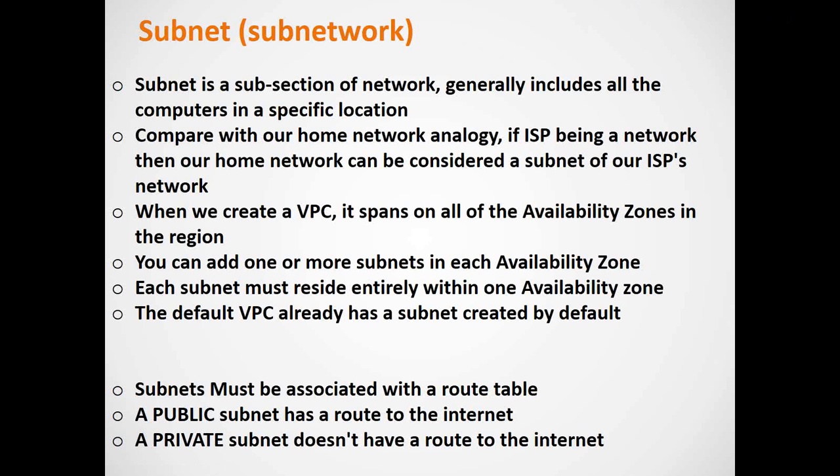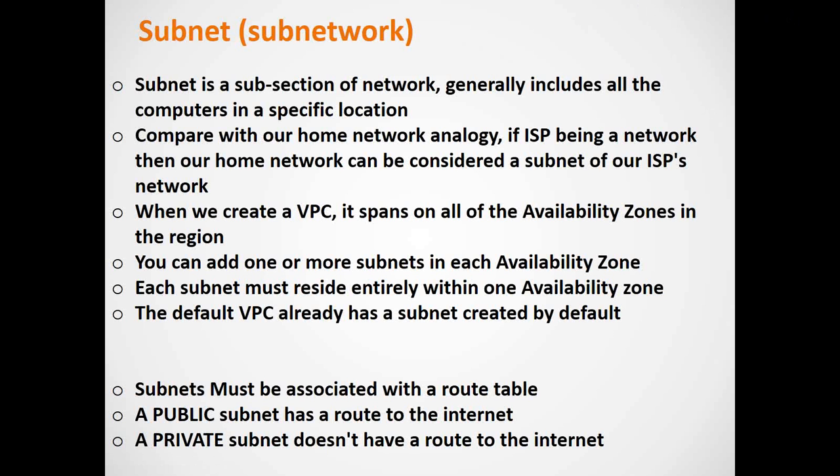Okay, so a subnet is nothing but a part of your network where you can group certain things together. Once again, when we create a VPC, it spans all the availability zones in the region. So a VPC is not only for a particular availability zone. It will be across all the availability zones that we have in AWS, so that you can access all of them within our private network.